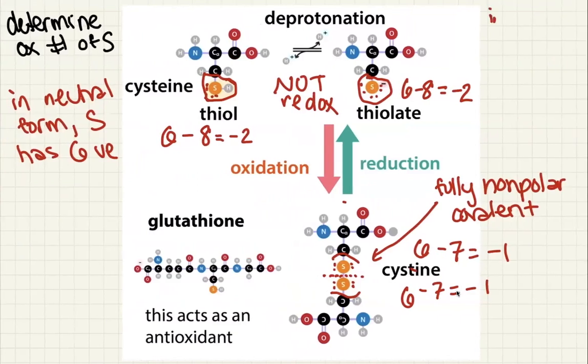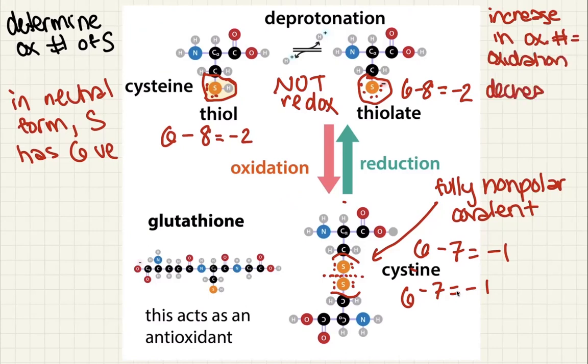And if we have a decrease in our ox number, that's going to be a reduction. So we can see that in terms of the sulfur, if we go from this state to this state, if we go from a minus 2 up to a minus 1, that's going to be an increase. That's going to be an oxidation reaction. And if we go the other direction, from a minus 1 to a minus 2, that's going to be a reduction reaction. And this is in terms of the sulfur.